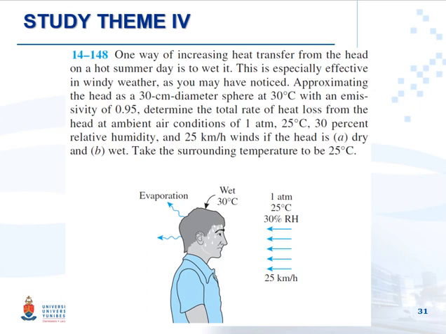Determine the total rate of heat loss from the head at ambient air conditions of 1 atmosphere, 25 degrees, 30% relative humidity, and the speed of wind we have is 25 kilometers per hour. In two different conditions, it is asking us to determine the total rate of heat loss from the head.